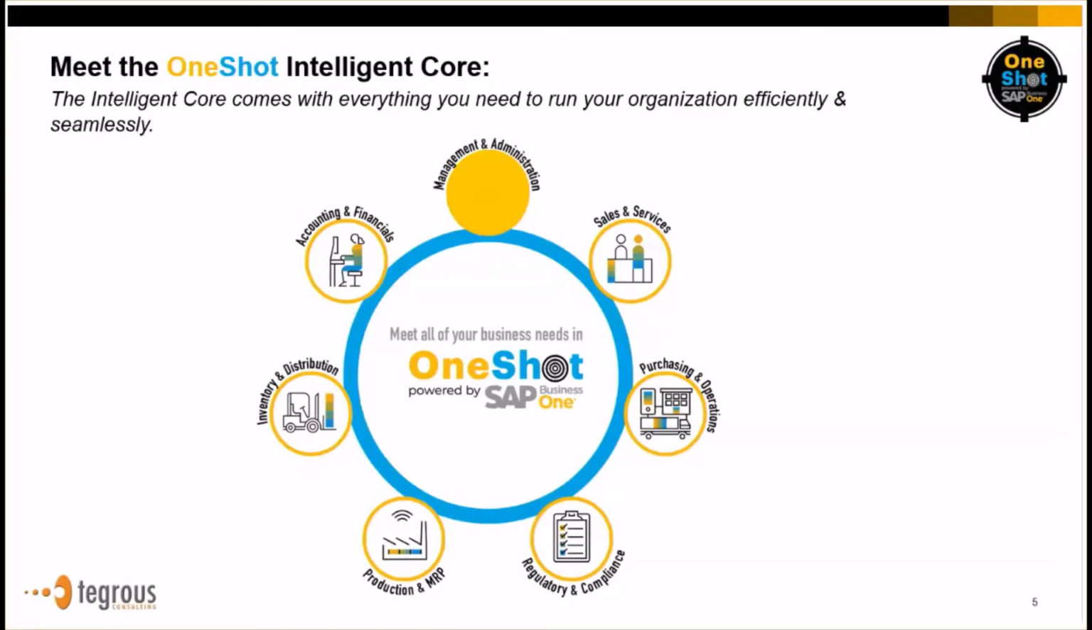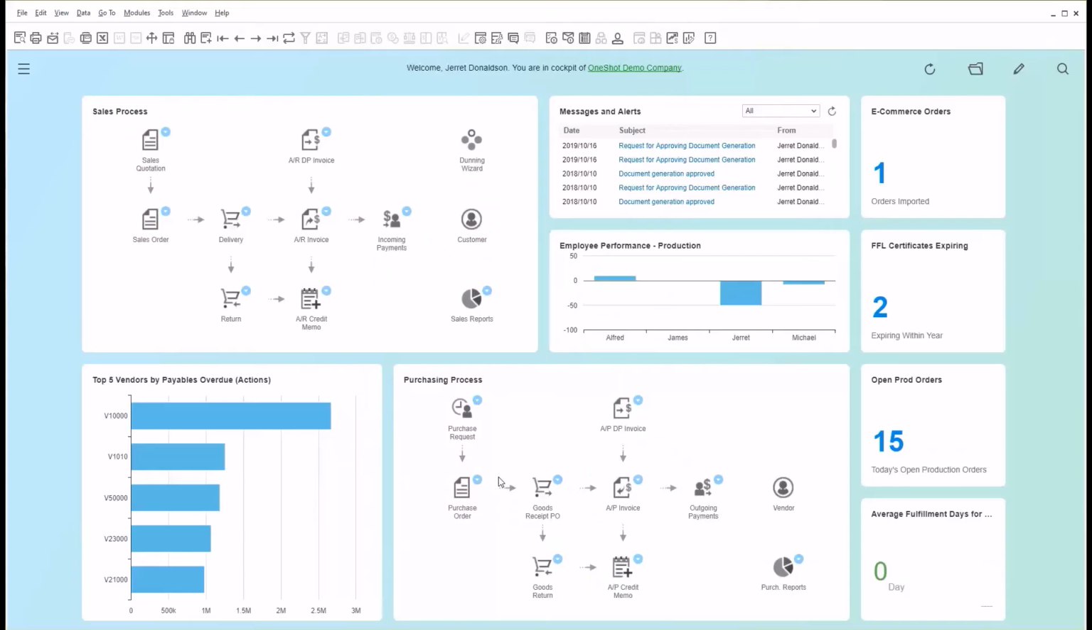Let's start by taking a look at the management and administration features inside of OneShot's intelligent core. All right, as we take a look at some of these management and administration features of OneShot, what I really want to highlight is that it's really easy and user-friendly for your management team to be able to use and get the information that they need. So I'm going to highlight a few things that will touch on not only the user friendliness, but the power of it to get the information you need quickly to make decisions.